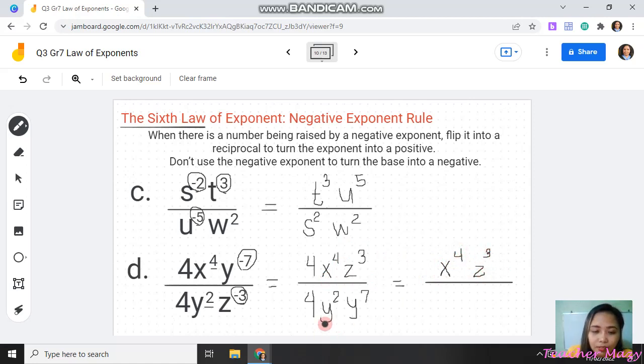As you can see, dito sa ating denominator, we have y squared and then y raised to 7. We can simplify that using the first law of exponents, where we can add its exponents, right? So that is y, 2 plus 7, that is equal to 9. So that is the final answer: x raised to 4, z raised to 3, and then y raised to 9.